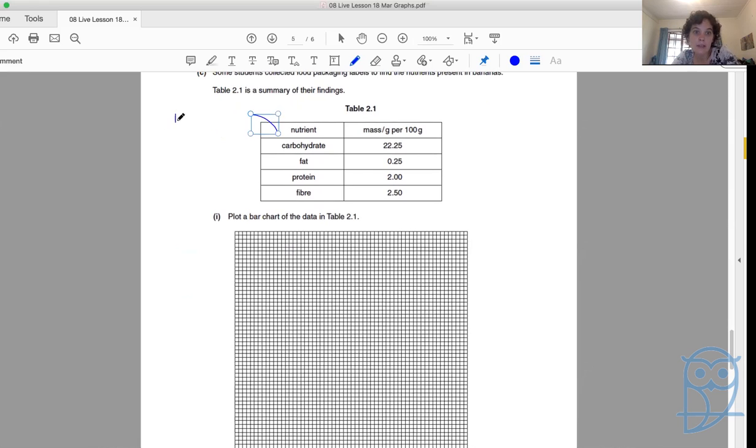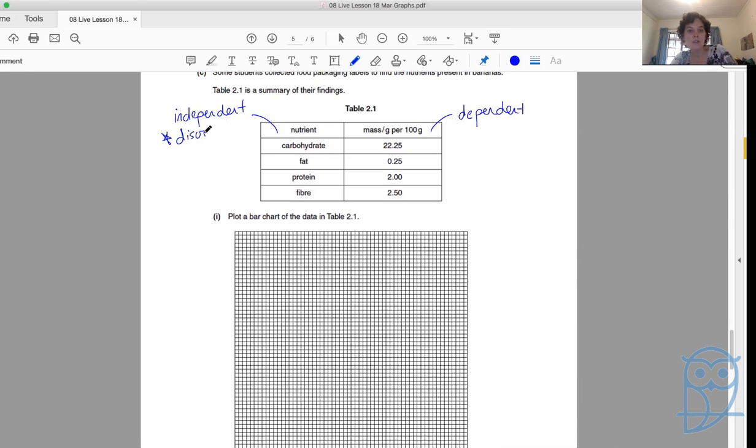One, this is my independent, always independent in the left column. This then is my dependent. And here we see carbohydrate, fat, protein, fiber. We can't have carbohydrate and a half, so this here is discrete.